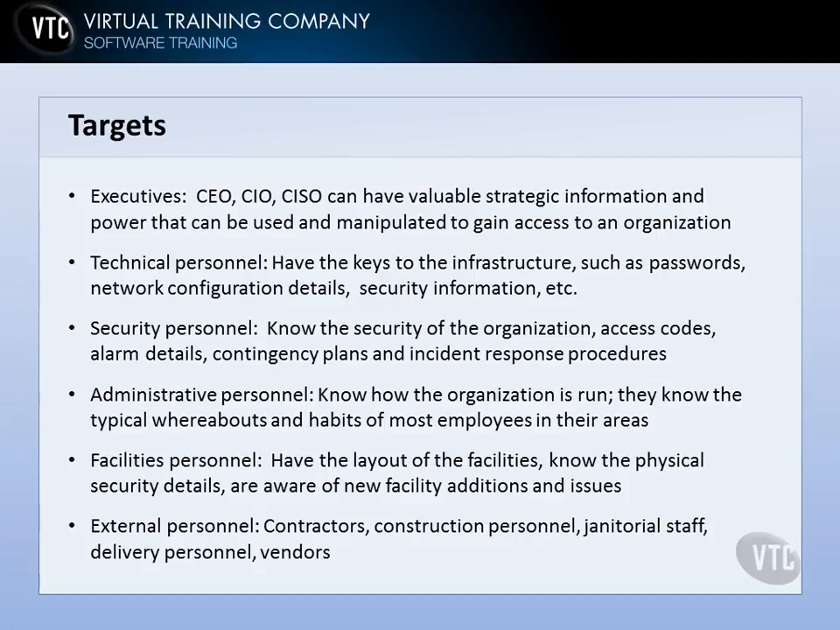Now, facilities personnel, obviously, they know a lot of things about the facilities. They know the layout. They may know the physical security details, such as where all the closed-circuit TVs are, what the guard schedule is, and so forth. They also may be aware of any issues with the facility, like alarms that don't work or doors that don't work properly. And they can tell you about new facility additions that you might need to know about in order to get into that facility, to take advantage of. There are also external personnel, such as contractors that may visit the facility, construction personnel that are helping with an addition to the building or something like that, janitorial staff, obviously, delivery personnel, vendors. All these people have information they can give you and could even get you access to certain areas.